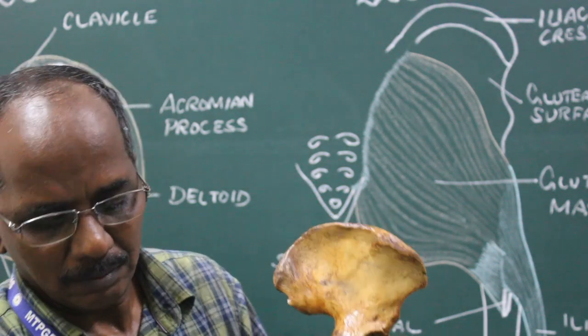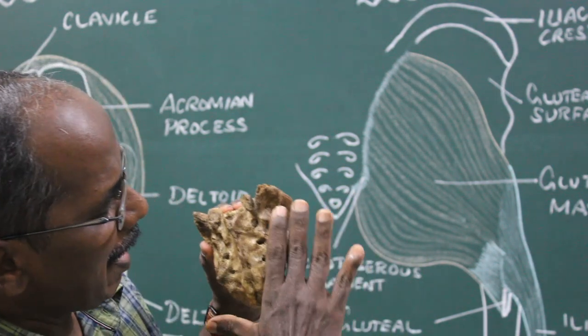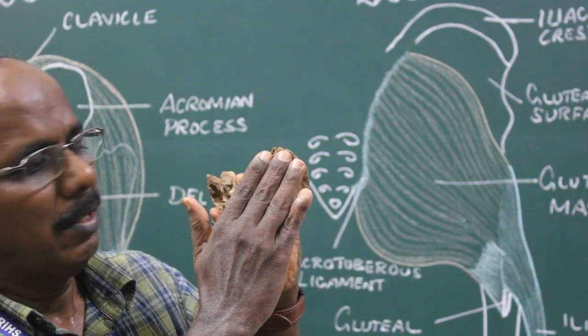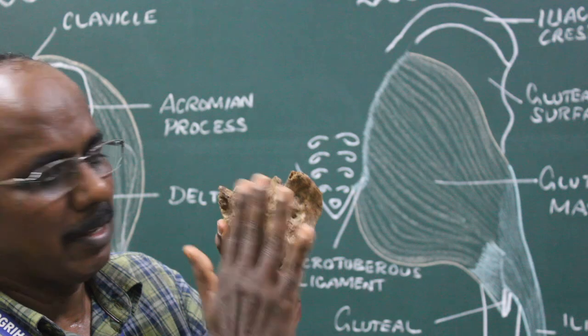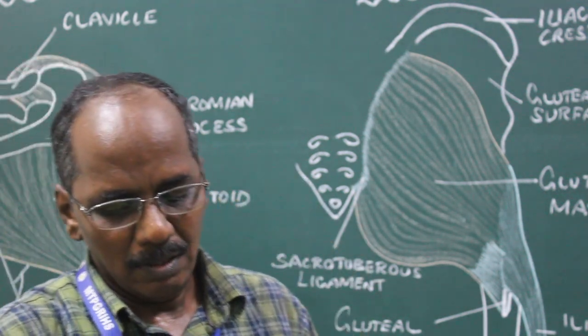Number 3, from the lateral half of the dorsal surface of the sacrum. So ventral surface, dorsal surface, lateral half of the dorsal surface of the sacrum.